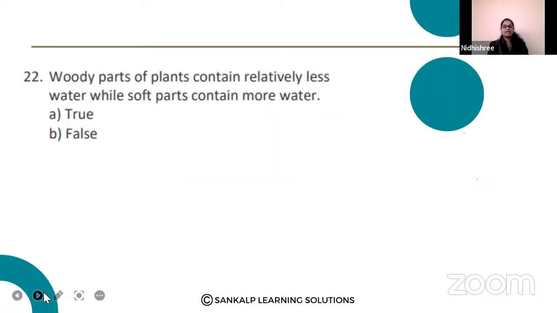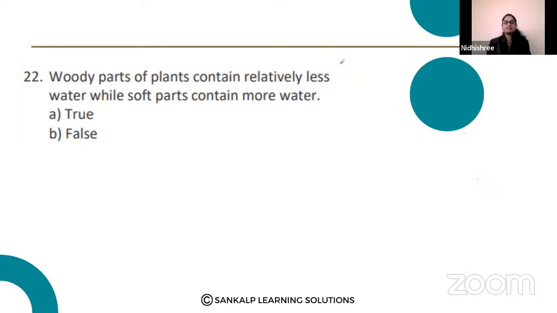Woody parts of plants contain relatively less water while soft parts contain more water. Is it true or false? Woody parts of plant contain relatively less water while soft parts contain more water. Kumar, Chandana, Aishwarya, Hemashri, Rakshita, Soundarya voted for option A, that is, true. Dhamini, Shilpa Nayak voted for option A.